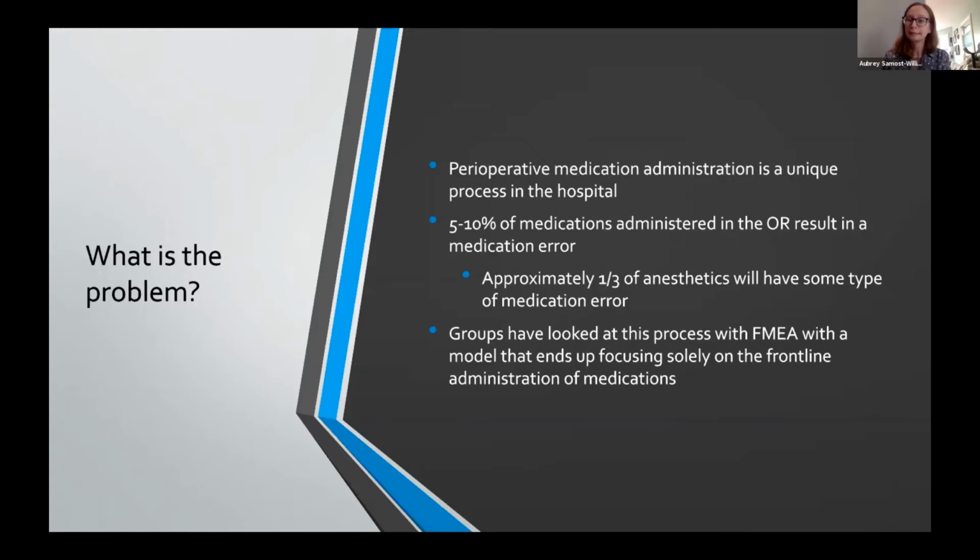There was a really nice analysis done in the pediatric anesthesia world, looking at medication administration in the ORs, that they did with failure modes and effects analysis. And as you can probably imagine, that really ended up focusing solely on frontline administration of medications. And we wanted really to take that bigger look. So we did an STPA of the process.